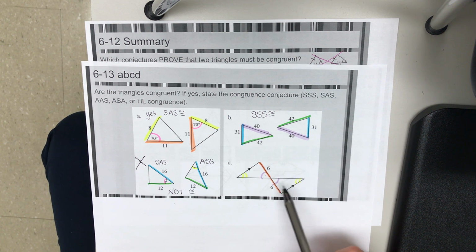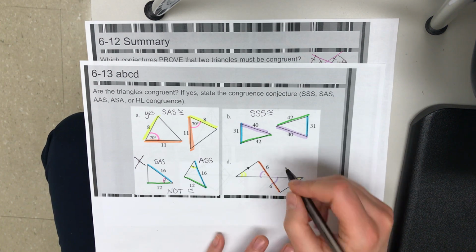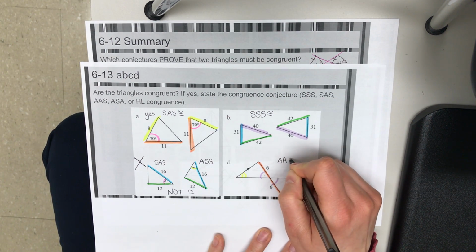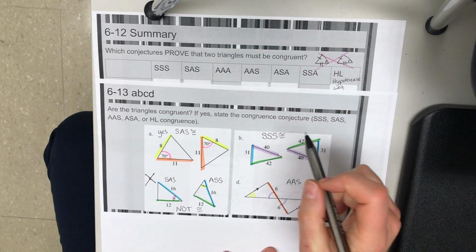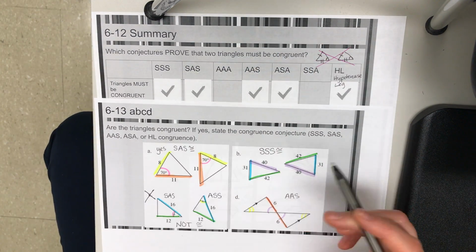In each triangle, two angles and a side, but it's not the side that's connecting the two angles. So two angles and a side. Let me check my list. AAS, two angles and a side not connecting, that's a yes, okay?